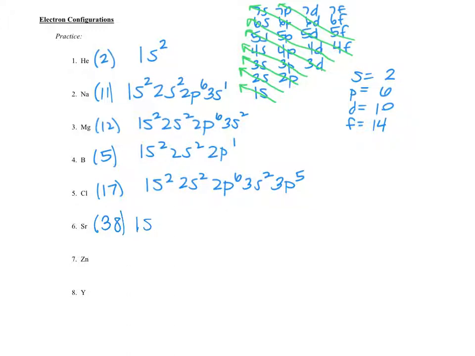So first you're going to do 1s maxed out with 2. 2s maxed out with 2. 2p with 6. 3s with 2. 3p with 6. So that's what we've been doing. But now if you follow the arrows, after the 3p does not come the 3d. It doesn't go this way. You follow the arrow up to the 4s. That's where it starts to get different.